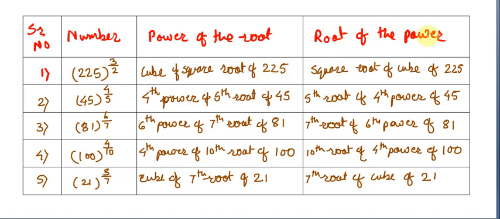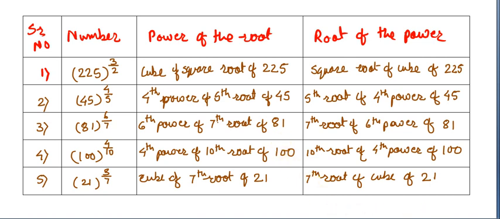In the root of the power form, first look at the root, the denominator. Root means denominator and then power. So denominator has 2, so it is square root of power, numerator is 3, so cube of 225. So it is written as square root of cube of 225. Similarly, we write all of these like this. Take a snapshot or you can write it down by pausing the video.